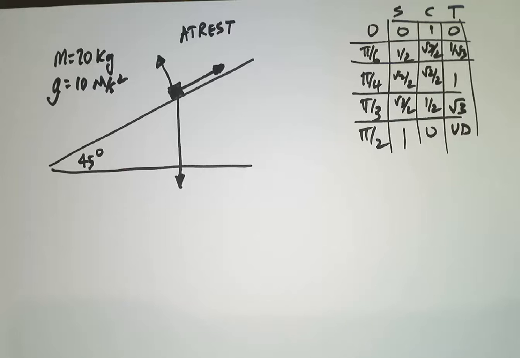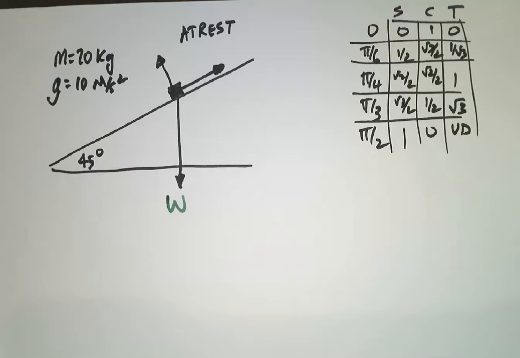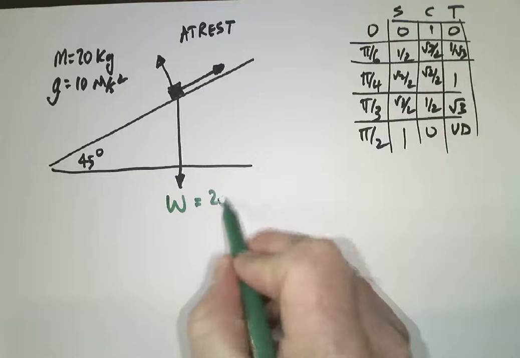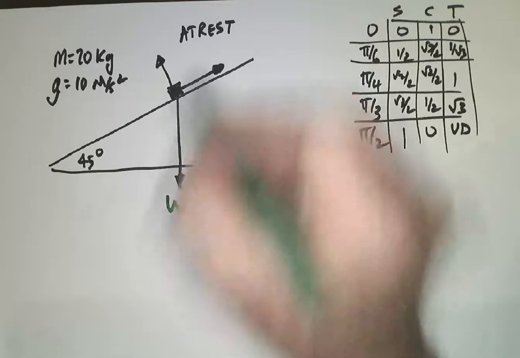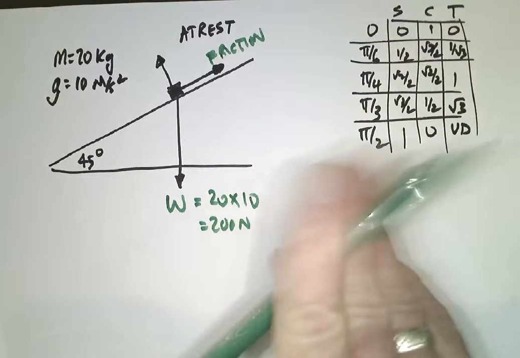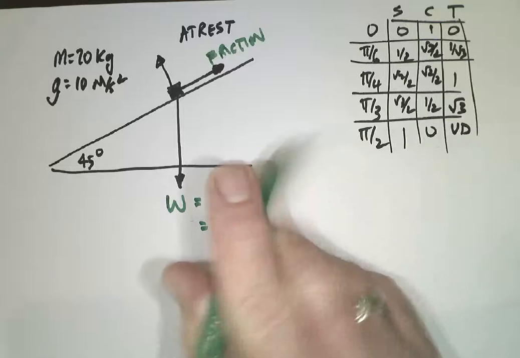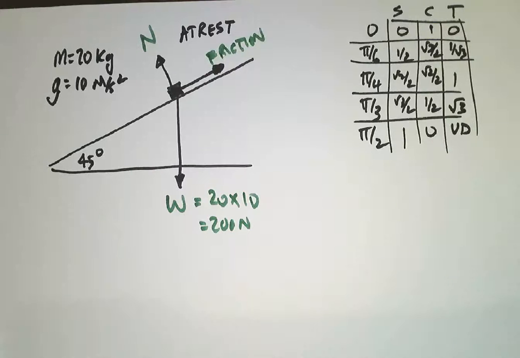Okay, now let's assume we have a 20 kilogram object sitting on an inclined plane at 45 degrees and it is at rest. And it's just sitting there. There's no force holding it where it is. Okay, what are the forces we have? We have W, which is our weight force, which in this case happens to equal 20 by 10 or 200 newtons. We will have some sort of friction force, and that friction force will be in the opposite direction of motion, and it's up the plane because the object would want to slide down the plane. And we'll have some sort of normal force.